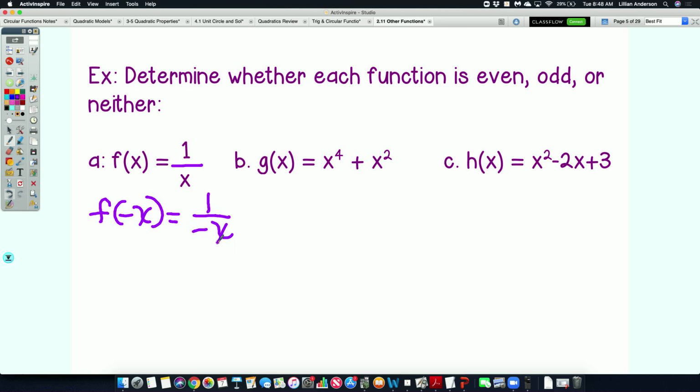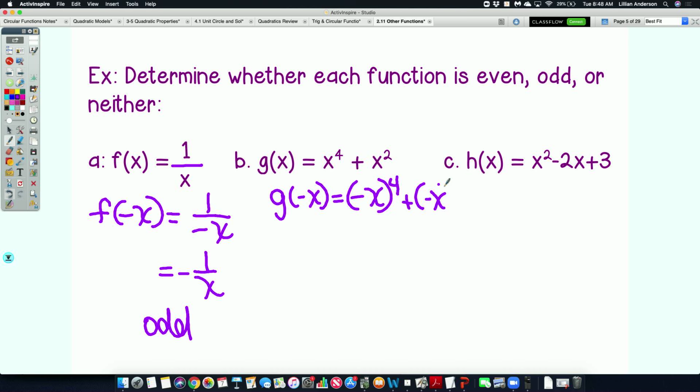So when you did this, hopefully you recognize that just because the denominator has a negative x in it, that makes the entire fraction what? To make the entire fraction negative. And this is the complete opposite of the original function, so this one was odd. Over here, you're doing the same thing, plugging in negative x. Please be very careful. Make sure that you're raising a negative x to the fourth power and a negative x to the second power, which becomes what? And this is the exact same, so that means that this one was even.